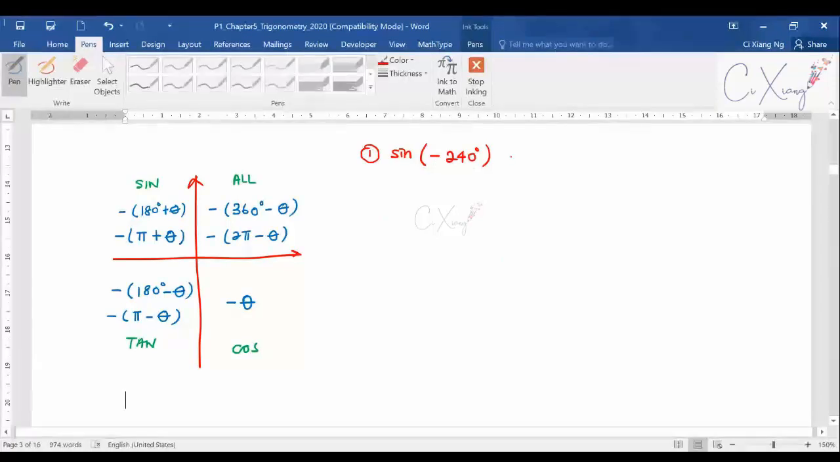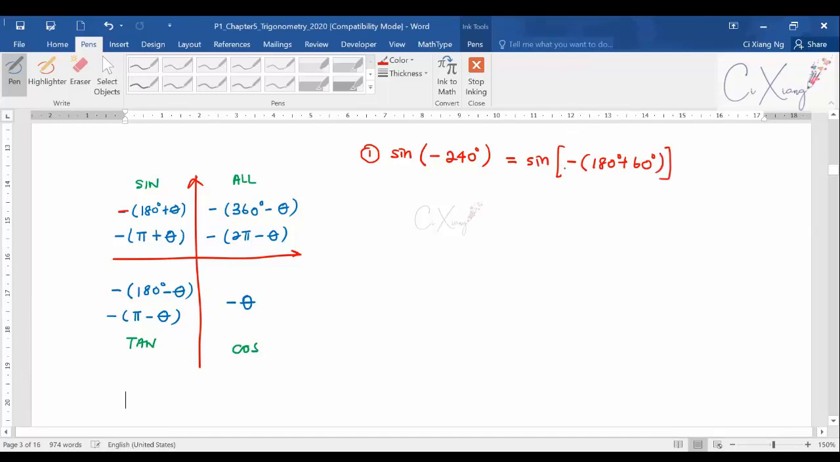So if I want to get sine negative 240, where is negative 240? It should belong to this second quadrant here, because there is a negative in front, and then 240 is equal to 180 plus theta. So you can rewrite it as negative 180 plus 60 degrees.